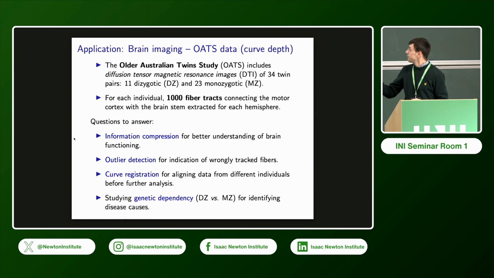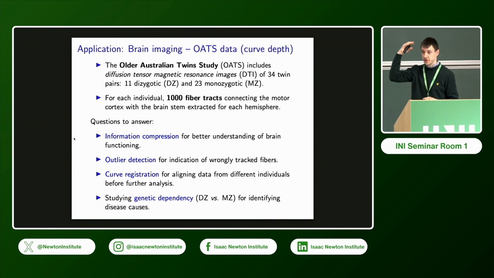So for each individual we had 1,000 fibers connecting the motor cortex, the part of the brain where we think about our movements, and the brain stem, where we distribute these signals to our body. We can answer several questions like information compression, detection of outliers, registration of curves, and genetic dependency, where we will do homogeneity testing using data depths on the space of curves.